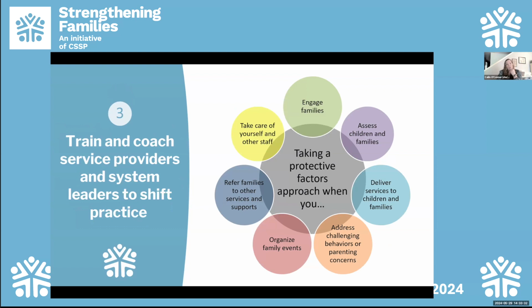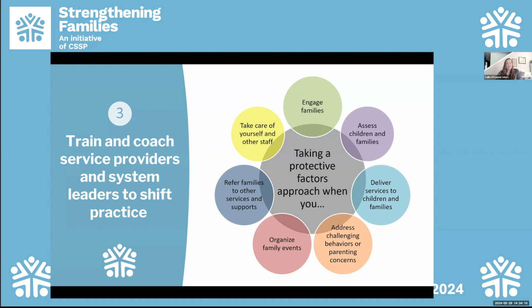The next core function is about training and coaching service providers and system leaders so they can shift practice. What you see on the screen here is one way that we talk about that at CSSP, looking at the different ways you can take a protective factors approach in all these different types of interactions that we tend to have with families in different programs. But there are a lot of, as you saw earlier, many different ways of training on the protective factors, and increasingly a move towards, okay, what do we do once people are trained? They get it, they understand the protective factors, but how do we actually coach some shifting in practice?